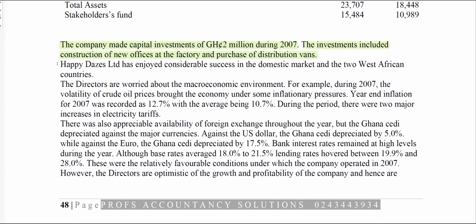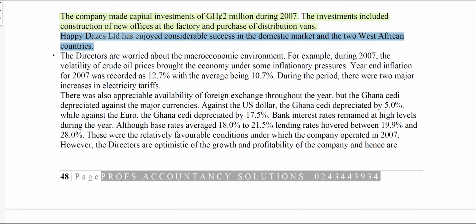They say Happy Days Limited has enjoyed considerable success in the domestic market and 2 West African countries. We know this already, right? Now, the directors are worried about the macroeconomic environment. For example, in 27, the volatility of crude oil prices brought the economy under some inflationary pressures. So what are we seeing here? What kind of factor? Economic factor. But what is the point under it? I got 2 points, right?